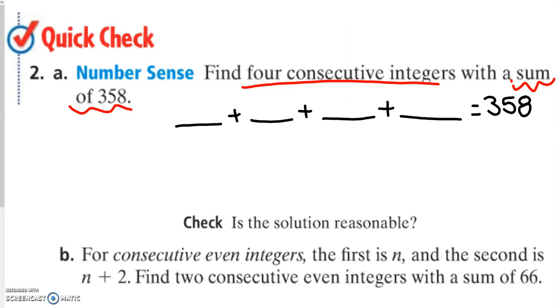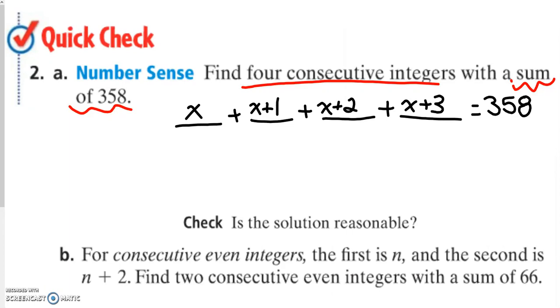So I made four blanks to tell me I need four numbers. I don't know the first one, so I'm going to call it x. I know the next one is one bigger, x plus 1. One bigger than that would be x plus 2. One bigger than that would be x plus 3. We now have an equation.